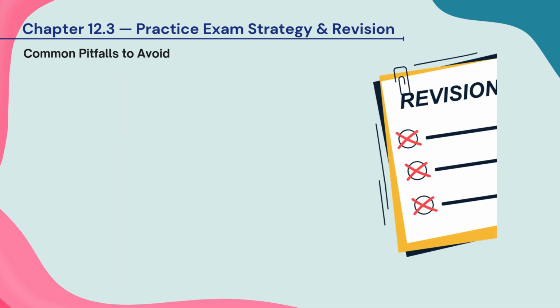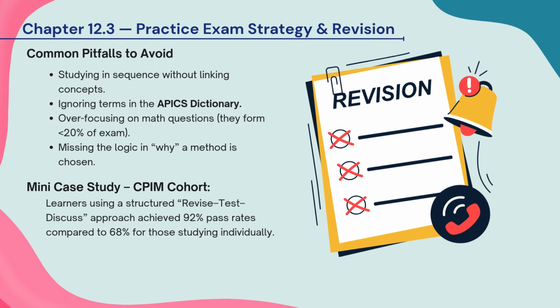Many learners struggle in CPIM prep because they study topics in isolation instead of connecting concepts across modules. A major pitfall is skipping the APICS dictionary, which leads to confusion with precise terminology used in exam questions. Candidates often waste time over-practicing math even though it represents less than 20% of the exam, while the real challenge lies in understanding why a particular method or decision is correct. A structured revise, test, discuss routine has proven far more effective, with cohort groups achieving significantly higher pass rates than individuals studying alone.